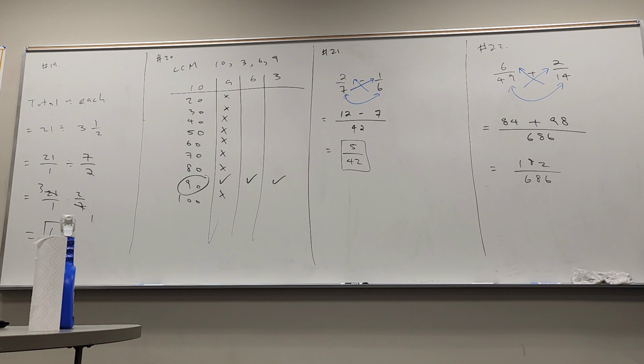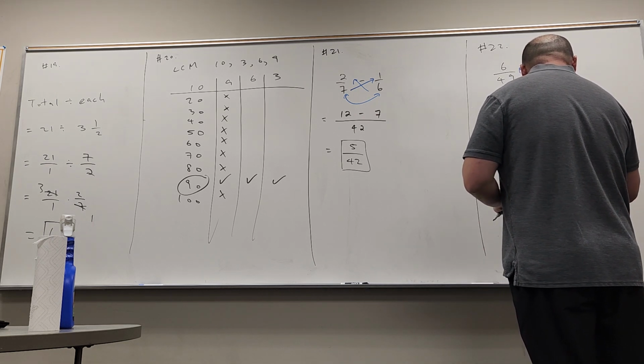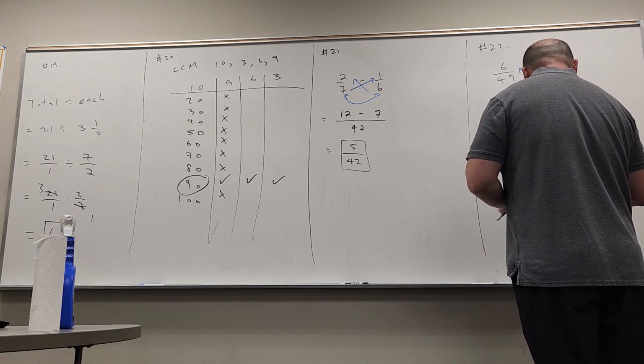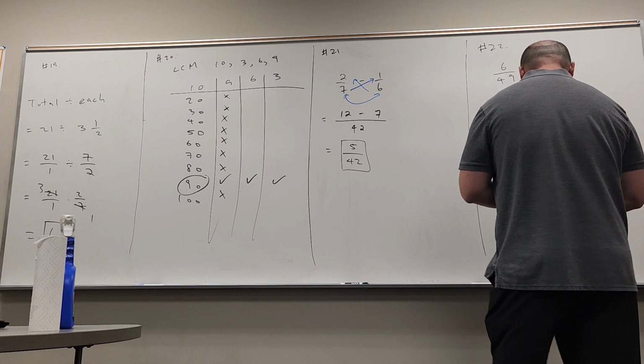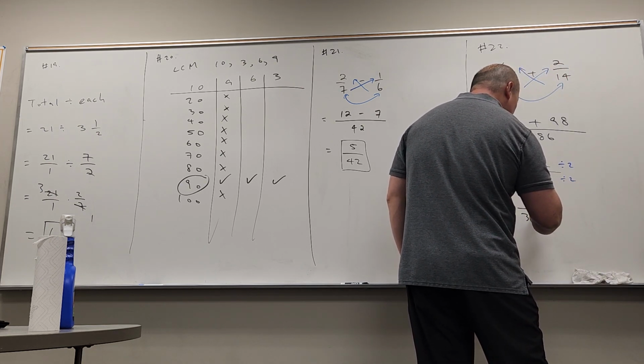And we're not done yet, because you got a bunch of even numbers in there. So let's go ahead and divide. Let's divide by 2 to see what happens. So divide by 2 on top and the bottom. I get 91 over 343.